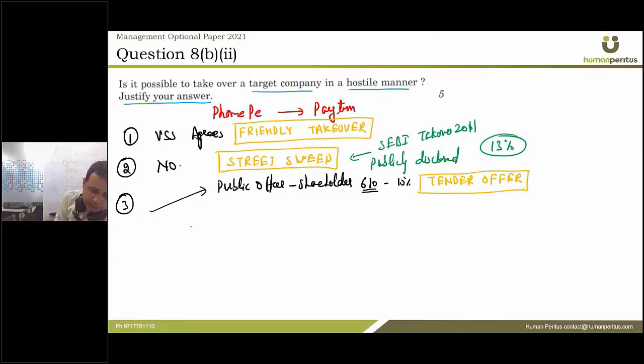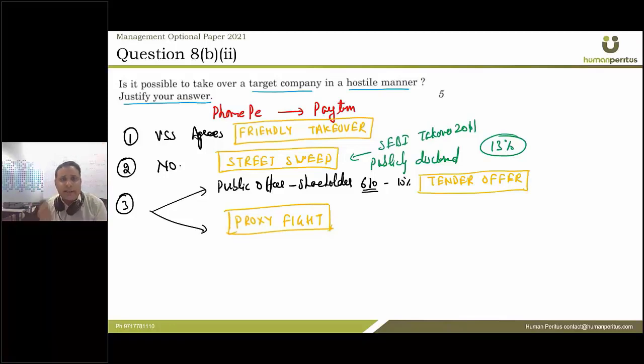Another thing PhonePe could have done is ask some of the existing major shareholders to vote against the board and then get approval of the merger. If this is the case, it is known as a proxy fight. In a proxy fight, PhonePe contacts major shareholders of Paytm and convinces them to vote against the current board and to get approval for the merger.